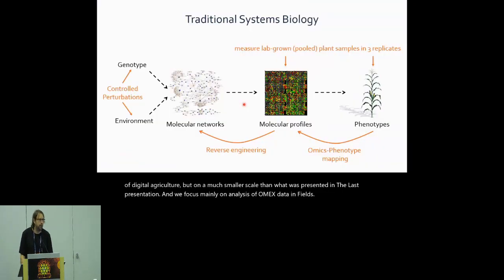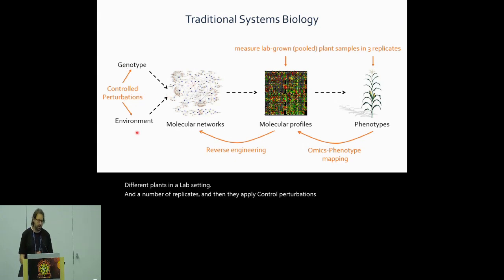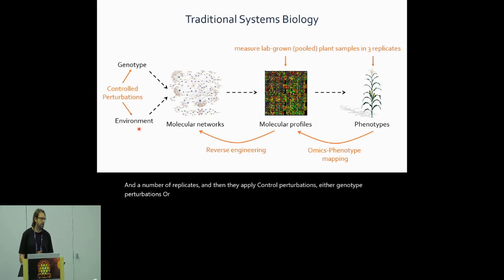Traditionally, where I come from, which is the systems biology field, what people do is they grow different plants in a lab setting in a number of replicates, and then they apply controlled perturbations, either genotype perturbations or environmental perturbations, on these plants in the lab, profile a bunch of omics layers and some phenotypes, and then try to link all of them together.